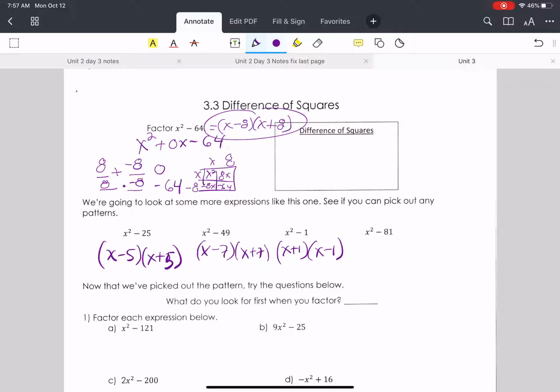Is this easy? Okay, then tell me. X plus 81, x minus 81. So close. What'd she forget to do to the 81? Square root it, right? What's the square root of 81? 9. So x plus 9 times x minus 9.